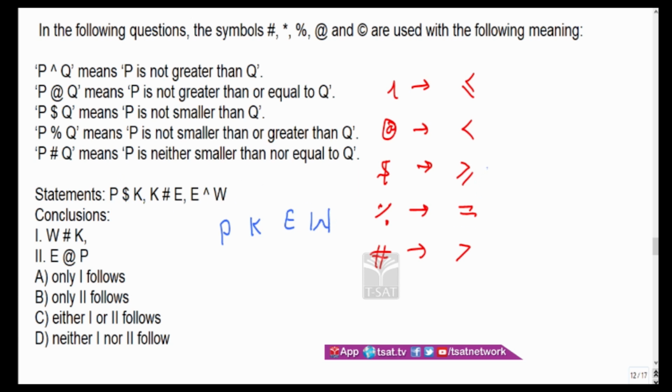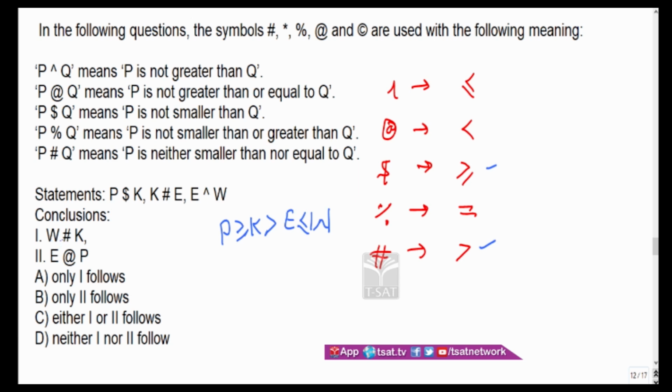Now, between P and K there is a dollar symbol. What is the dollar? Dollar represents greater than or equal to. Now, K and E, that is the hash symbol. So hash indicates the greater symbol. So K is greater than E. Now, E and W, the symbol is this cap symbol. So obviously between E and W, E is less than or equal to W.